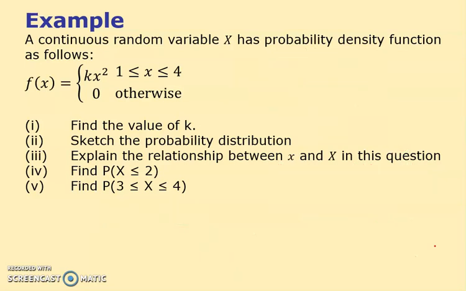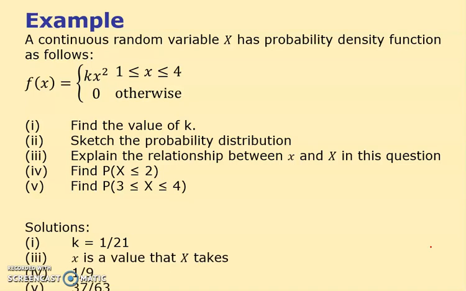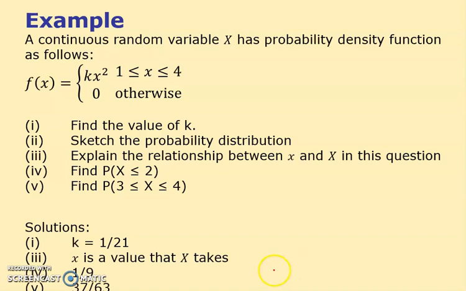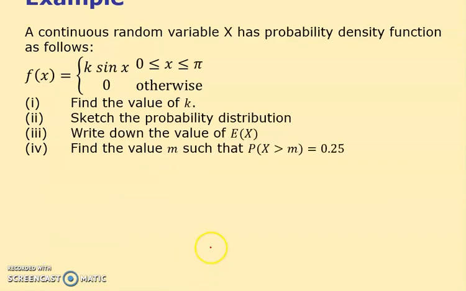Let's see if they're the right answers. Yes. 1/9 I've got for part 4. So is that right? Yeah, of course it is. That's 1/9. I didn't simplify, but other than that, it's right. And the last bit is 37 over 63. And notice x is the value that the variable x can take. So all correct. Let's do the next question.